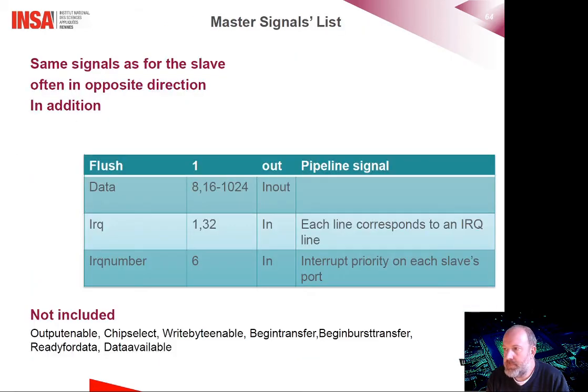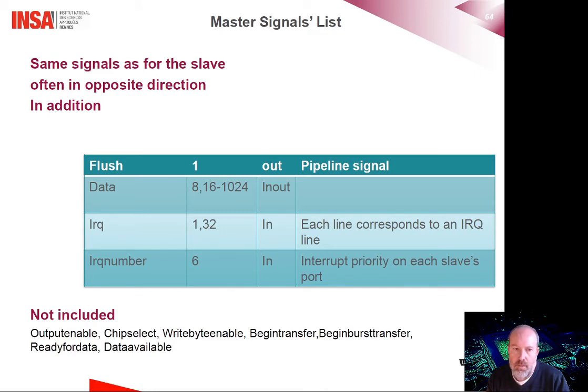The master's signals list here is nearly the same as the slave interface. The signals are often in the opposite direction. That is to say, when it's an input in a slave, this signal becomes an output when it comes to the master signal interface. In addition, there are two signals which are denoted flush and IRQ number.